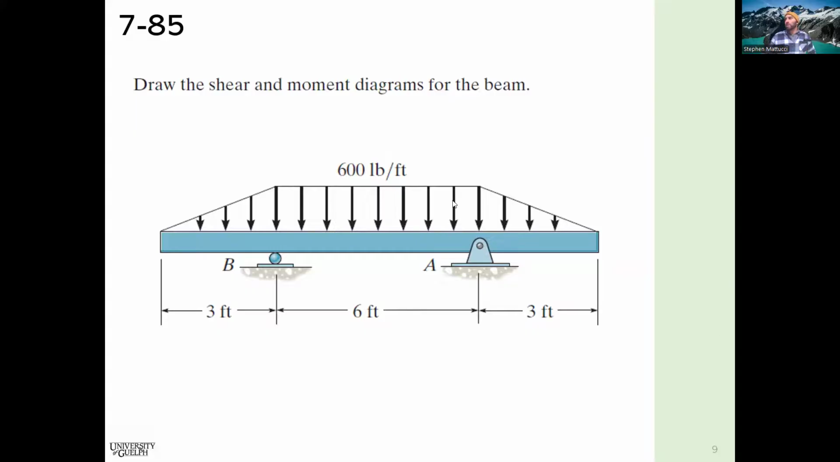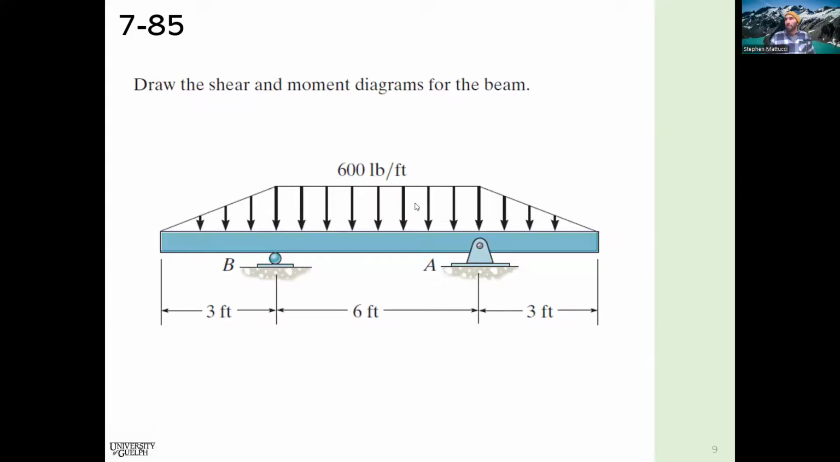So if we look at this beam, the couple things that we can realize right away is we've got this distributed load that's being applied. This load ramps up on both ends of the beam, reaching its peak distributed load of 600 pounds per foot across this middle span of the beam.